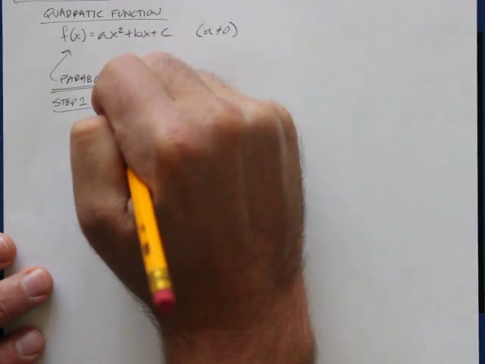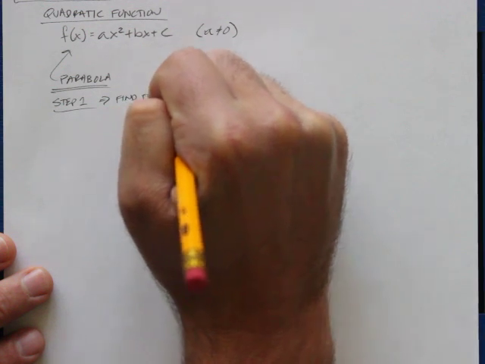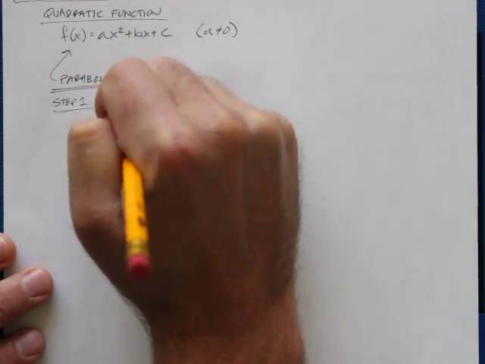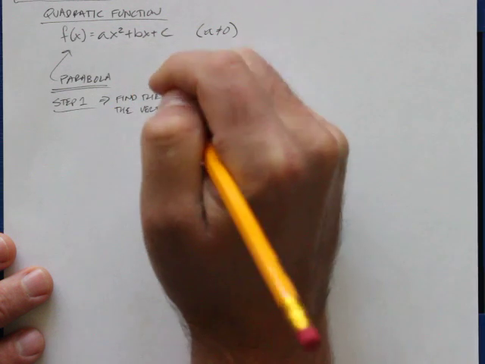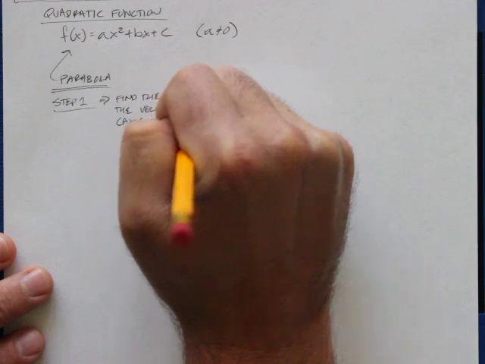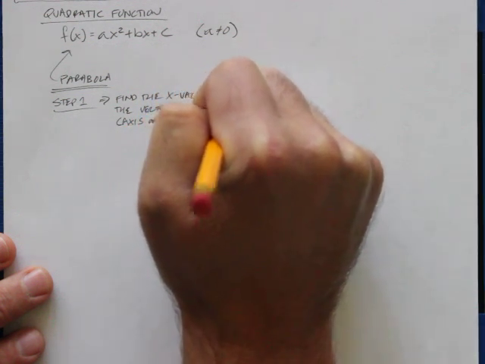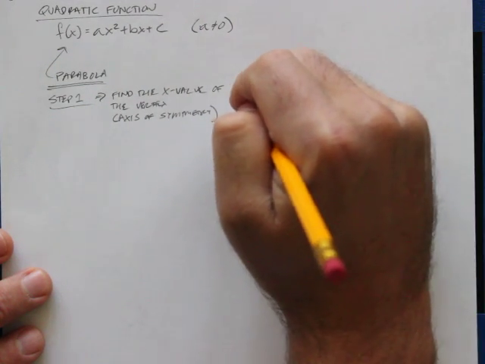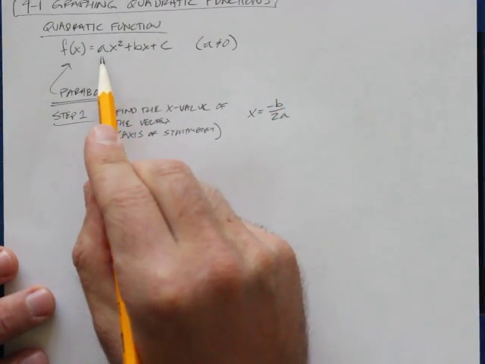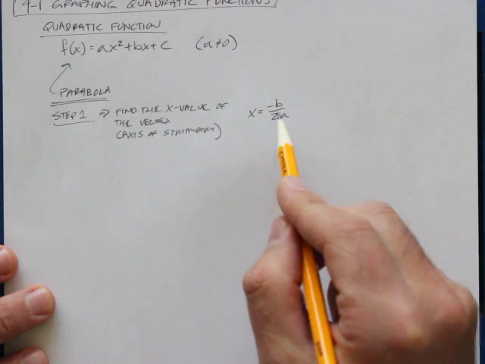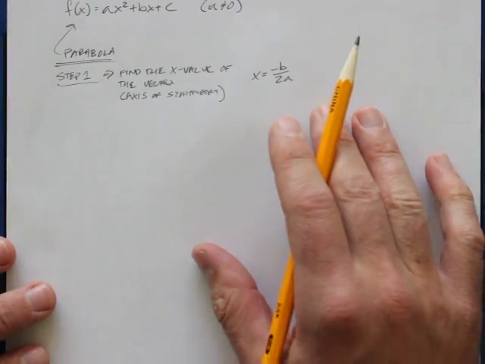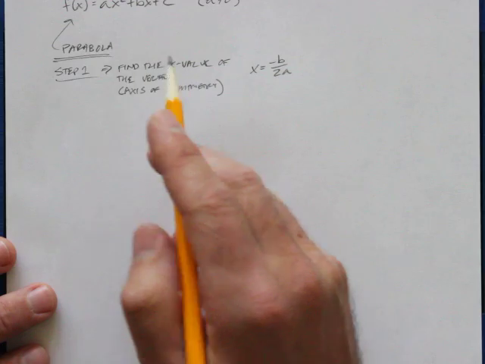Find the x value of the vertex. This is also going to give me the axis of symmetry. And the way we do that, x equals negative b over 2a. So here's a and here's b. Up here we just plug those values into this equation. We get what x equals. That's the x value of our vertex, and that is also the axis of symmetry.